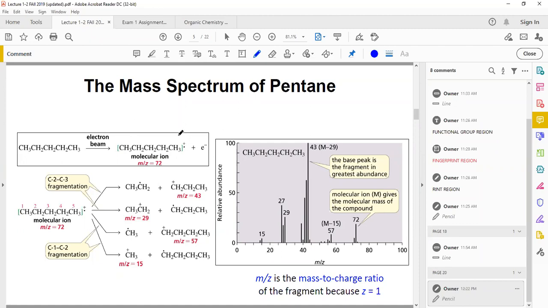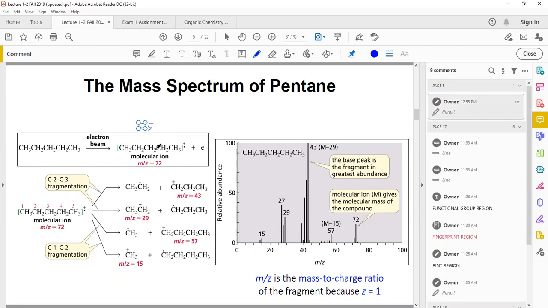So what they ask you to do is a calculation that depends on the molecular weight. Here, pentane has 5 carbons and 2, 4, 6 plus 6 is 12 hydrogens. That is your molecular formula. When you have the molecular ion, it's the same.